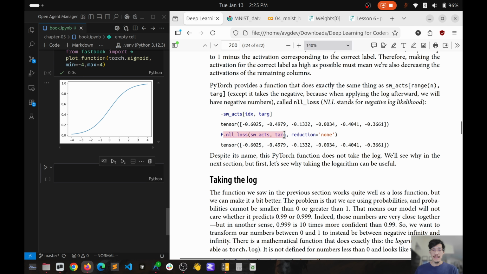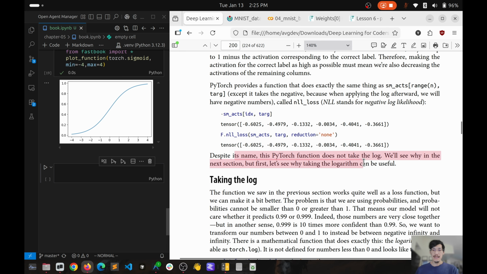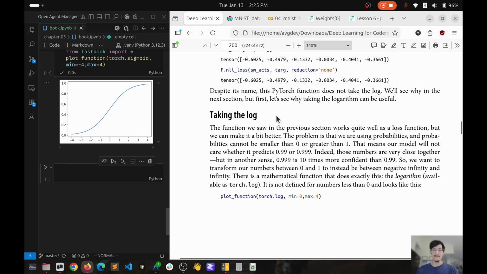Okay, so the equivalent is just this. Taking the negative of this is the same thing as just calling the PyTorch function NLL loss. Despite its name, this PyTorch function does not take the log. We'll see why in the next section. But first, let's see why taking the logarithm can be useful.